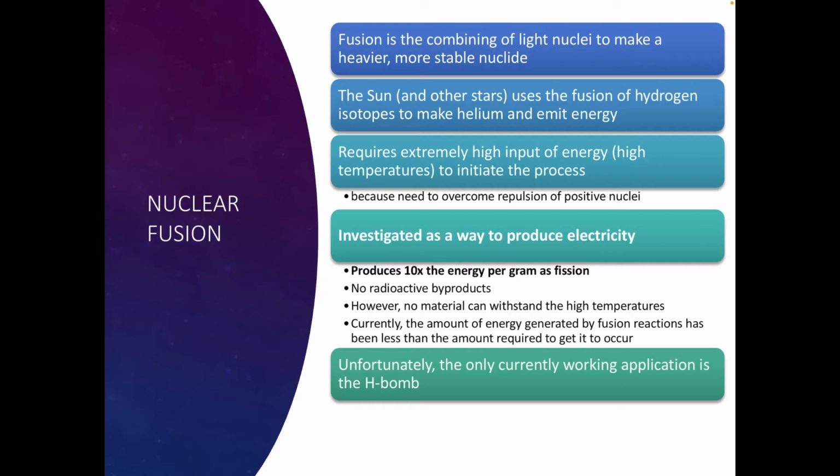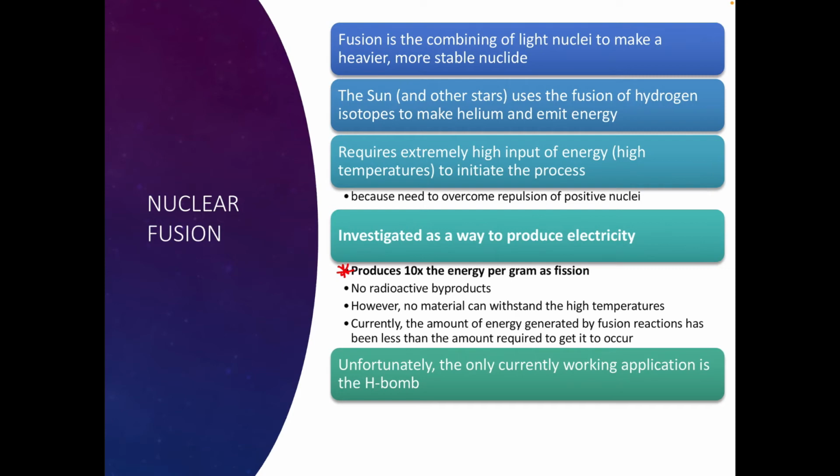It's taking place in other stars, and they're using the fusion of hydrogen isotopes to make helium. And that process, that cramming together those hydrogen nuclei to make helium, releases a ton of energy. It actually produces 10 times the energy per gram that fission does. So it's like, whoa, you thought fission produced a lot of energy? Just wait till you look at fusion.